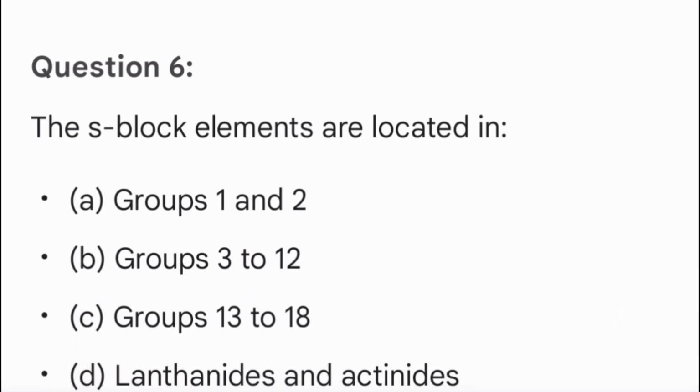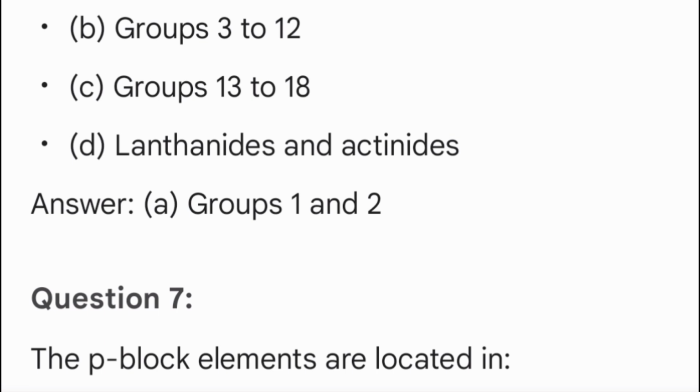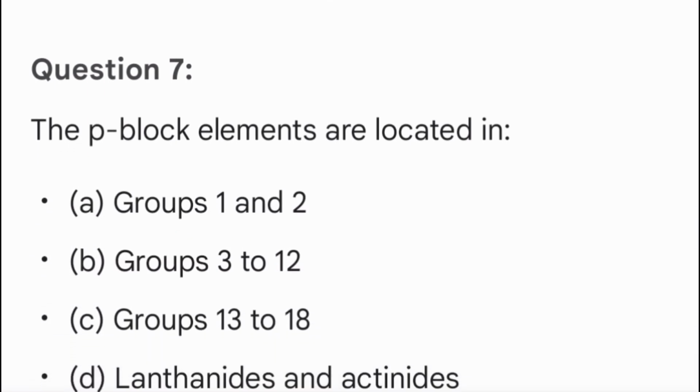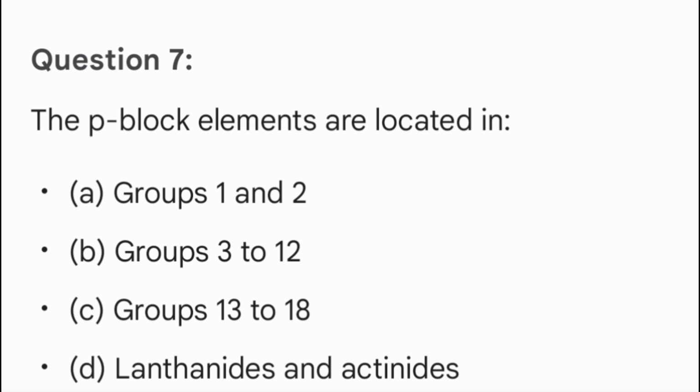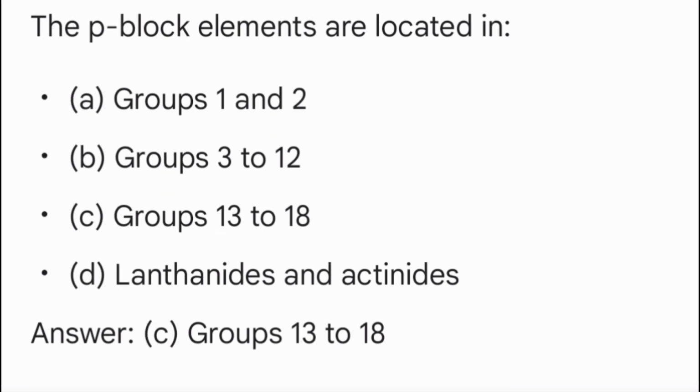Question 6. The s-block elements are located in: A. Groups 1 and 2, B. Groups 3 to 12, C. Groups 13 to 18, D. Lanthanides and actinides. Answer: A. Groups 1 and 2. Question 7. The p-block elements are located in: A. Groups 1 and 2, B. Groups 3 to 12, C. Groups 13 to 18, D. Lanthanides and actinides. Answer: C. Groups 13 to 18.